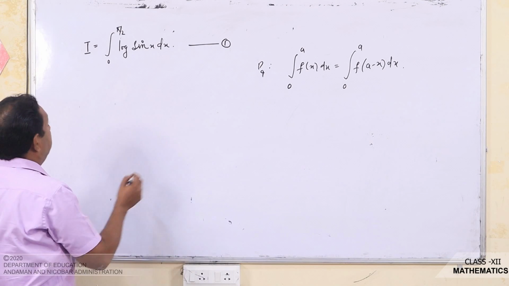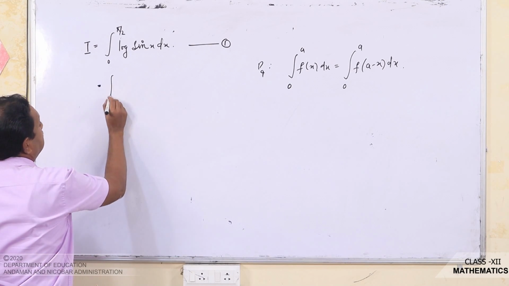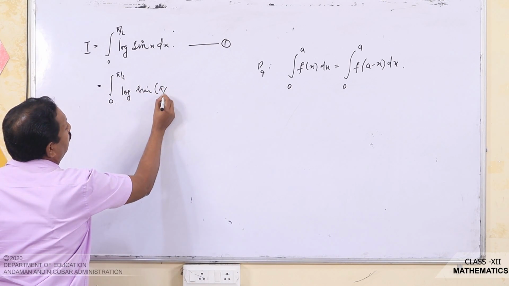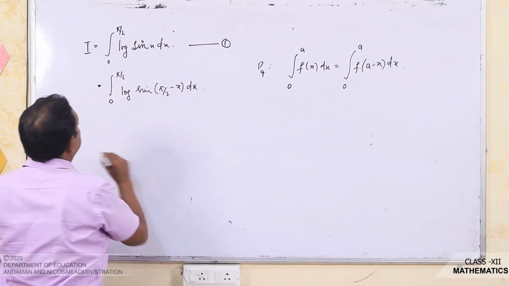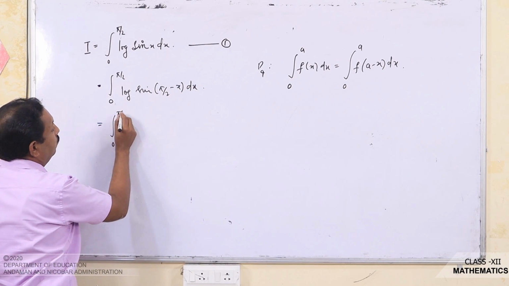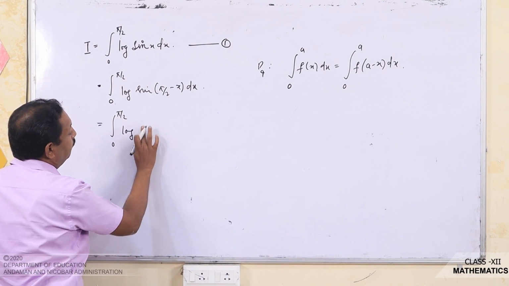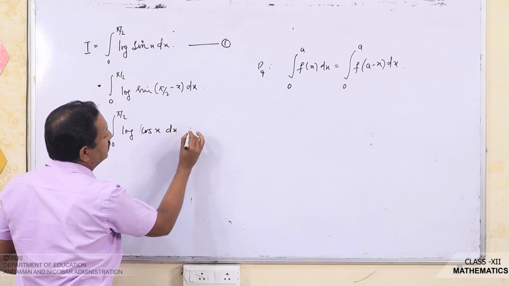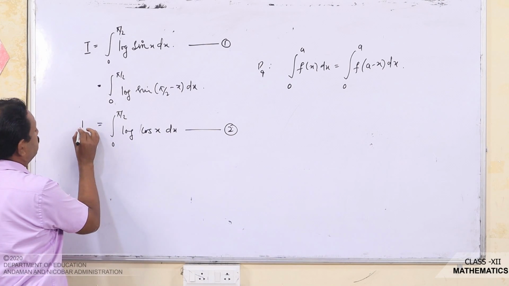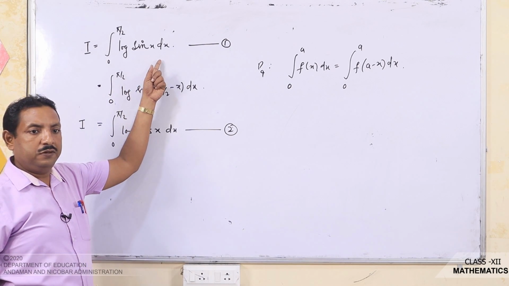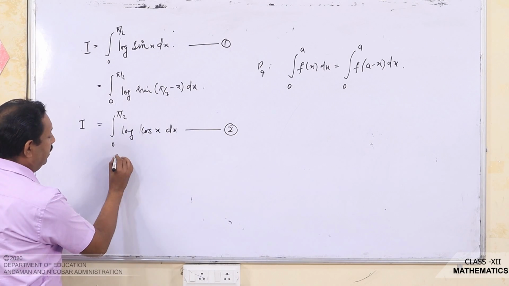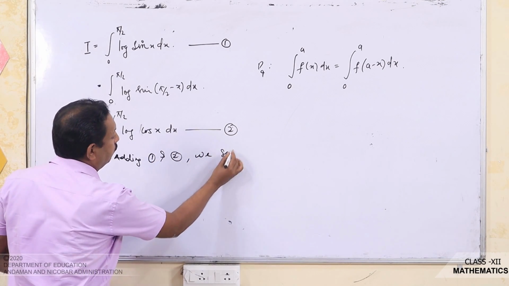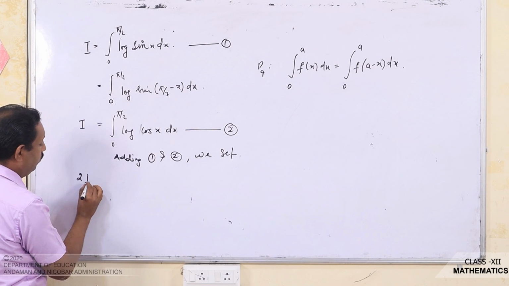Now, applying this property P4, what will you get? You will get integration from 0 to pi by 2 of log sin of pi by 2 minus x dx. This is equal to integration from 0 to pi by 2 of log of sin of pi by 2 minus theta, that is cos theta, so log cos x dx. Keep this as 2. So this is also I. Adding 1 and 2, we get 2I.